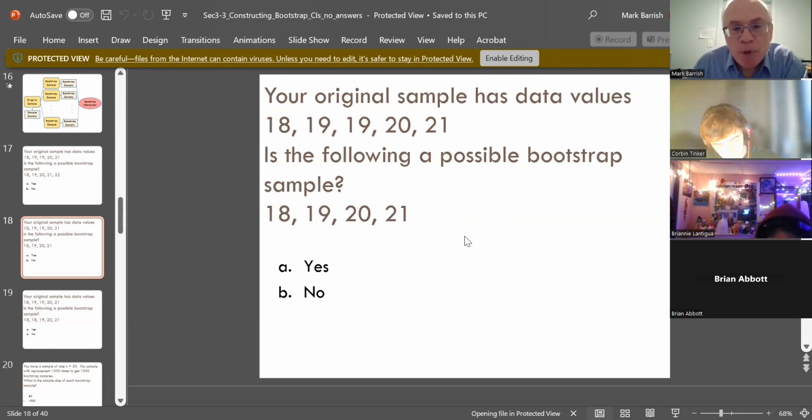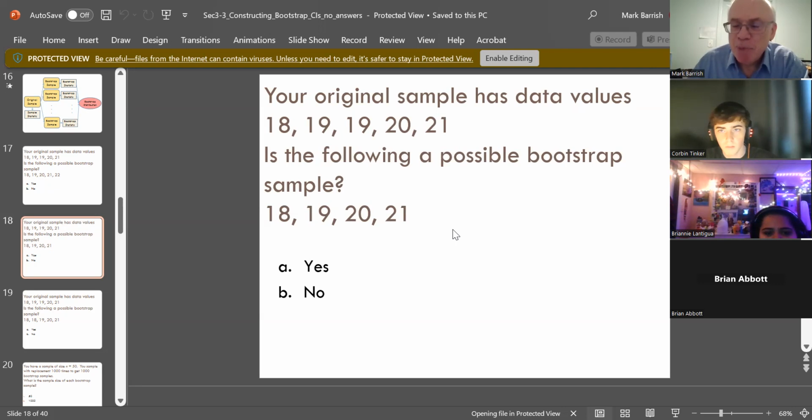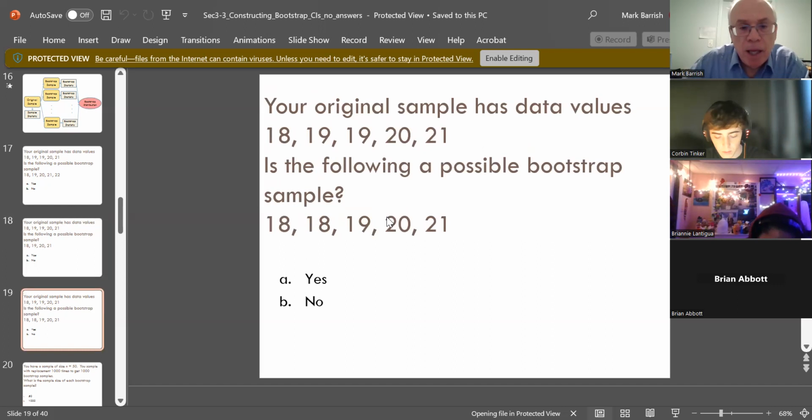Okay, can this be a bootstrap sample? Yes or no? Yes. Okay, this is tricky, a little tricky. Can it? Oh, it can't be, because it's not the same amount as the first one. There's not the same sample size. It has to be the same sample size. If there's 5 in the original, there has to be 5, and there's only 4. Right. Good. Very good. How about this one?